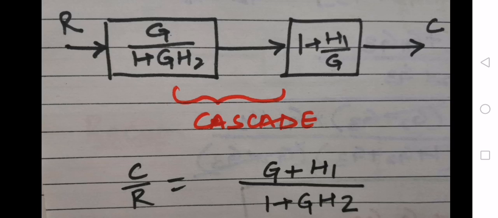So solving these, we are finally getting the answer as C by R as g plus h1 upon 1 plus g h2. So that's all. These are the 3 numericals that we have done, and a little bit more complex ones we are going to do in the next lecture.